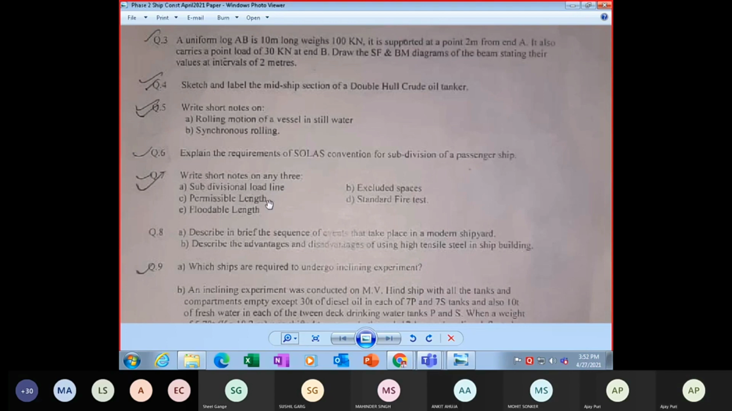Permissible length is there. For standard fire test, you have to show the graph in short. For floodable length, whatever we explained today has to be mentioned.